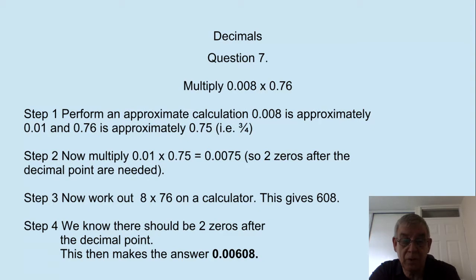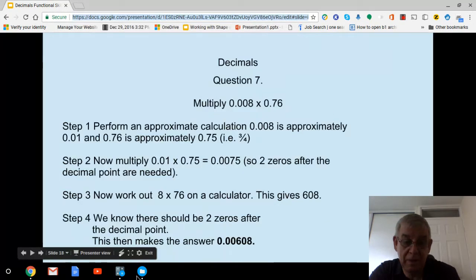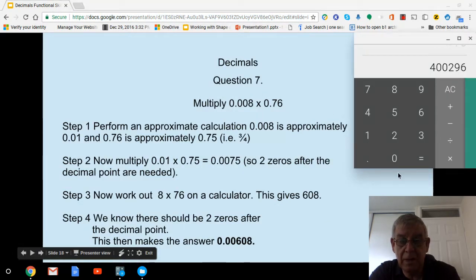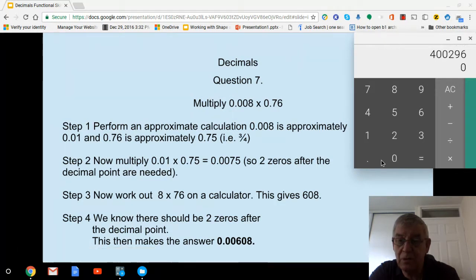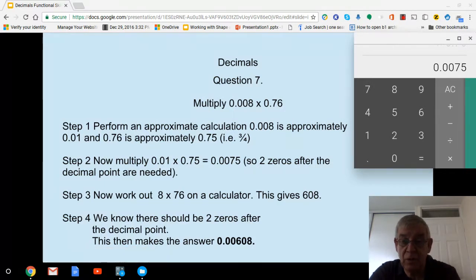Now if you look at 3/4 of 0.01, and once again if I switch to presenter view, and I get rid of that, now I've got the calculator on the screen, I can work out 0.01 times 0.75, and that's going to give me the answer of 0.0075. Note there, of course, there are 2 zeros after the decimal point.